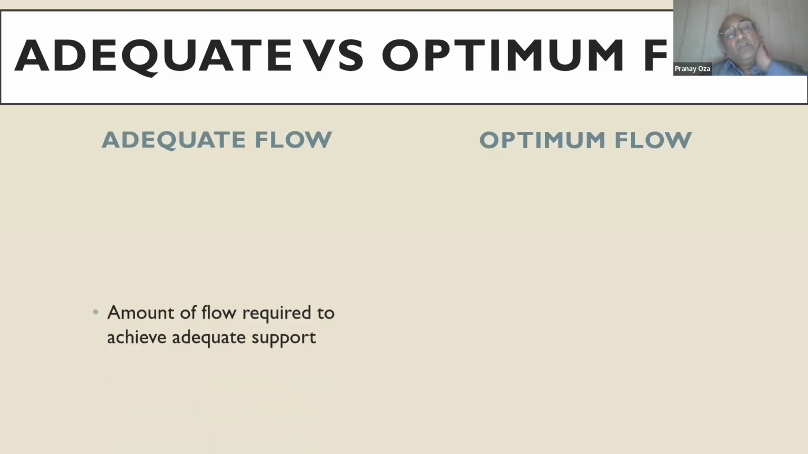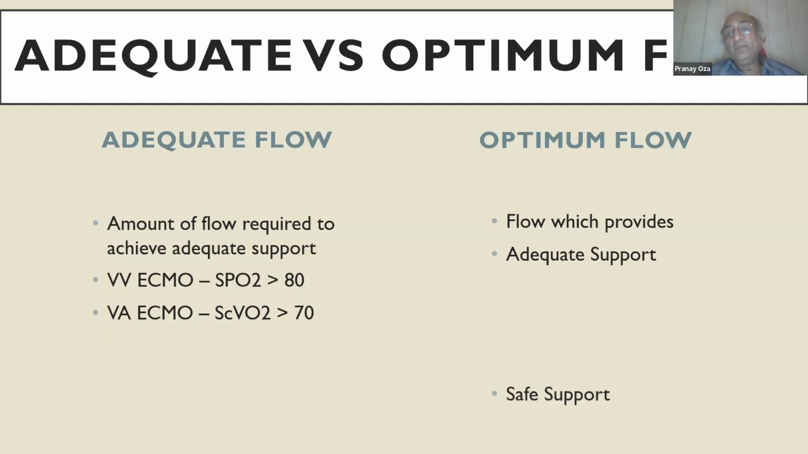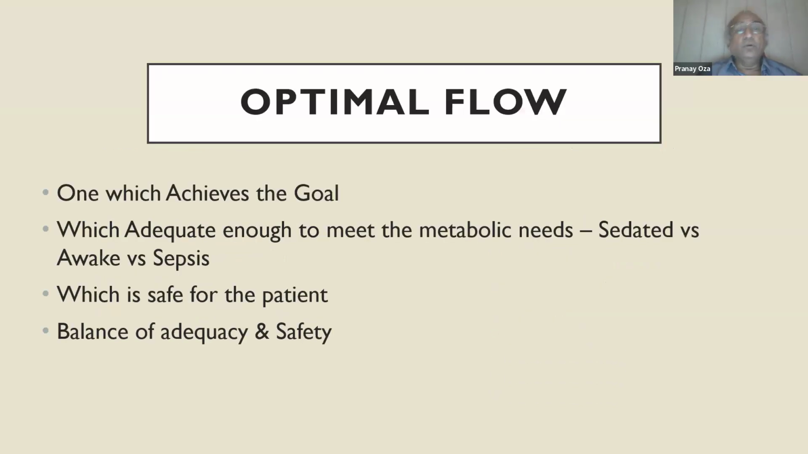So there's a difference between adequate flow and optimal flow. Adequate flow means the amount of flow you require to achieve adequate support. So if you want a saturation of 80, whatever the support flow required, whether it is 5 liters or 6 liters or 7 liters or 8 liters, that is an adequate flow. But optimal flow is both adequate as well as safe flow. So optimal flow is adequacy plus safety to achieve your goal.